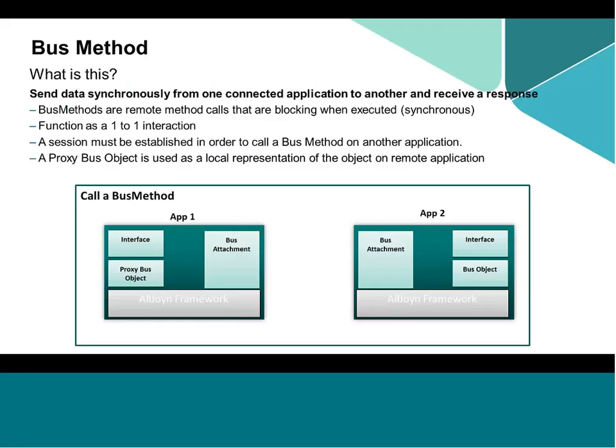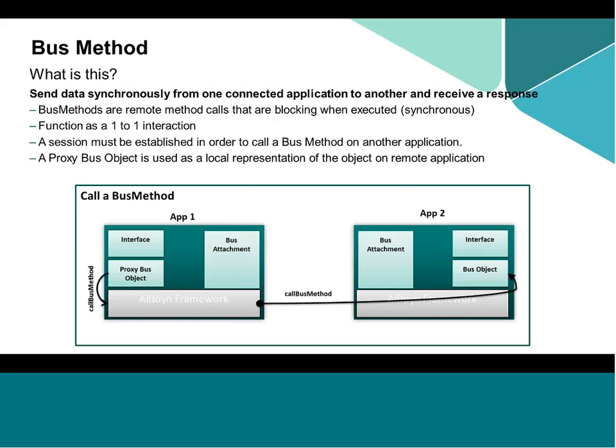So bus methods are really conceptually one-to-one interactions, and they're remote procedure calls. So you create this proxy object. Again, it's kind of like looking in a mirror and the reflection of the actual piece. And you're going to call that method. The AllJoyn framework's going to form that and manipulate it as an AllJoyn message. So it's going to set up some header information.